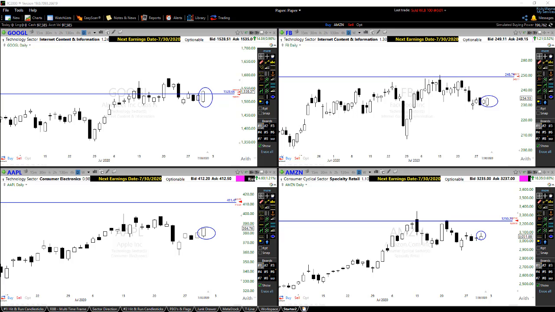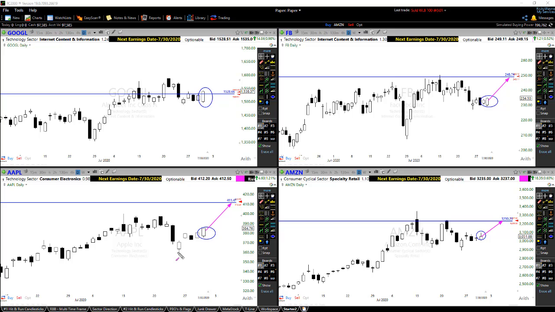Facebook here, let's do this. Facebook, yesterday's close, we're going to be opening up somewhere near 250. On Amazon, here's yesterday's close after earnings. Looks like we're going to open up around 32.30. Is that right? Yeah, 32.30. And then on Apple, yesterday's close, looks like we're going to open up about 411.